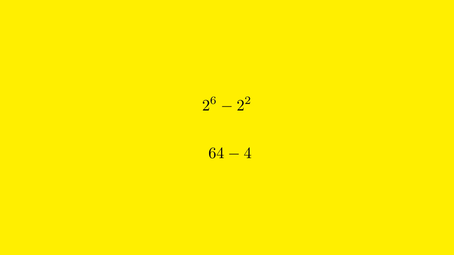Now that we have these values, we can substitute them back into our original expression. So the expression 2 to the power of 6 minus 2 to the power of 2 becomes 64 minus 4. So in this step, we have changed the expression from 2 to the power of 6 minus 2 to the power of 2 to 64 minus 4. This helps to simplify the problem to basic arithmetic by turning the expression into a simple subtraction problem, which will be addressed in the next step.